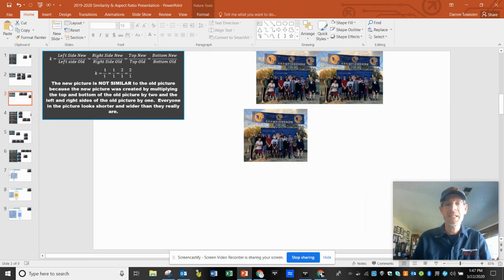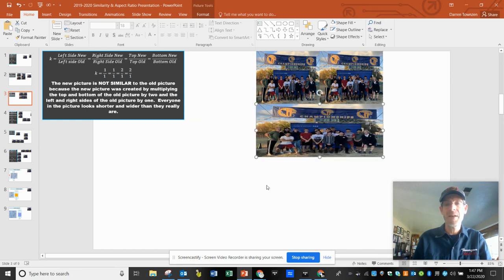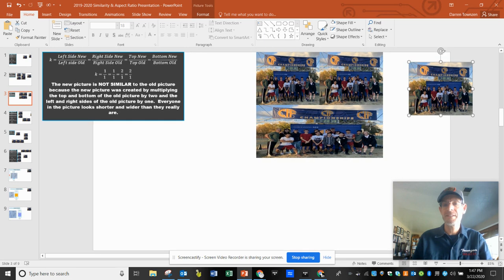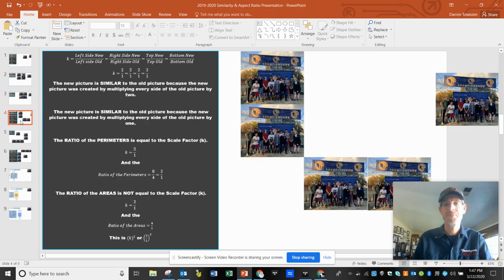Now I'm going to do the same thing again, but I'm going to make the top and bottom twice as long and leave the left and right side the same. So as you can see, my original picture, which looked like this, and my new picture are not similar. Everyone in the picture looks wider than they are in real life.